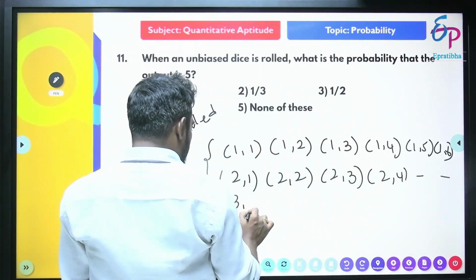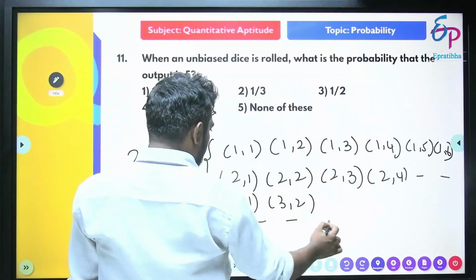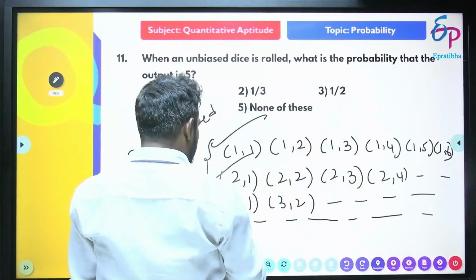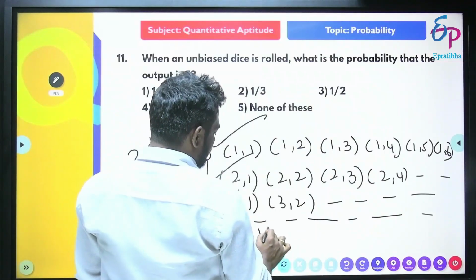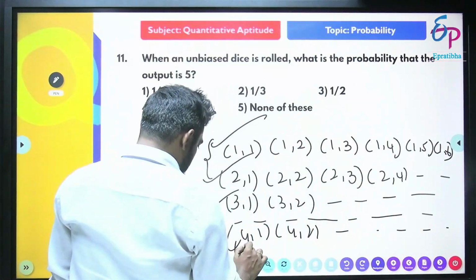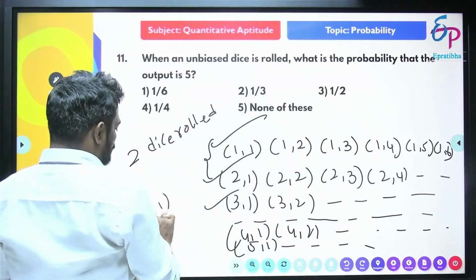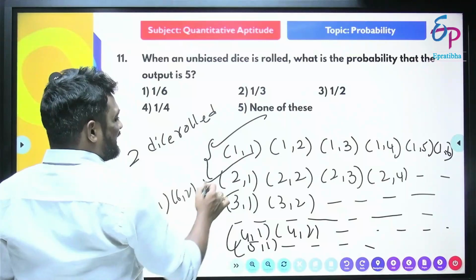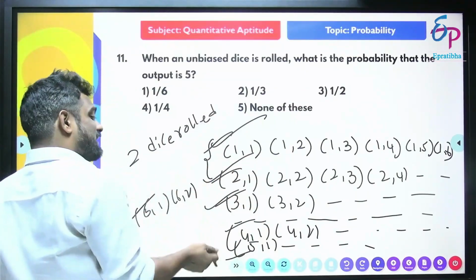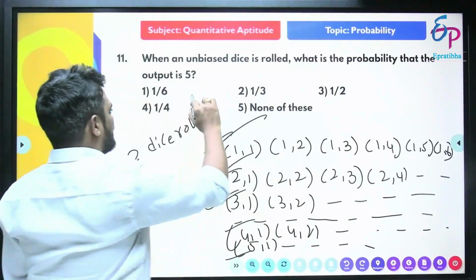First die 2, second die 4. And first die 3, second die 1. First die 3, second die 2. Here 6, here 6, here 6. 4,1; 4,2; 4,3; 4,4; 4,5. Here also 6: 5,1; 5,2; 5,3; 5,4; 5,5. 6,1; 6,2; 6,3, and so on. Total 6 numbers, 6 times. Its total number of outcomes is 36.